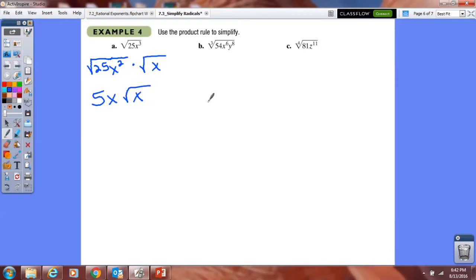Here we've got the cube root. We're going to look at 54 first. So we've got the cube root.